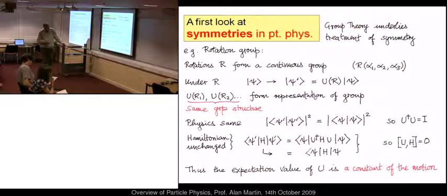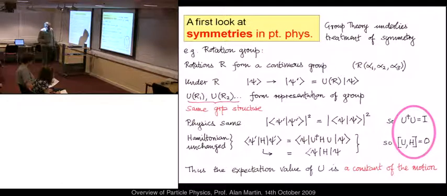Now the Hamiltonian, the energy operator of the system, is also going to be unchanged. So we're going to get this identity here. And the Hamiltonian being unchanged means that's got to be the same as this, so that it follows from this that UH minus HU is equal to 0. So it seems that we've got something that's a conserved quantity, because this is the time development operator here, and it seems to be a constant of the motion.